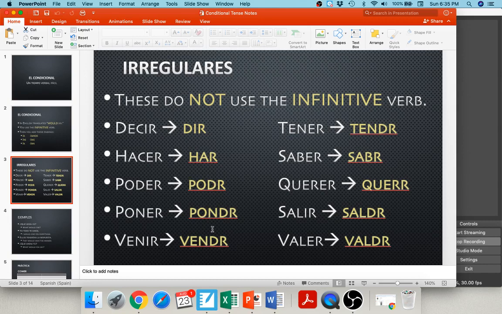So for example, let's take venir. To say that I would come, vendría. You would come, vendrías. He or she would come, vendría. We would come, vendríamos. You all in Spain would come, vendríais. And they would come, ellos, ellas, ustedes vendrían. So make sure you know these irregulars here. There's some that you do just have to memorize.